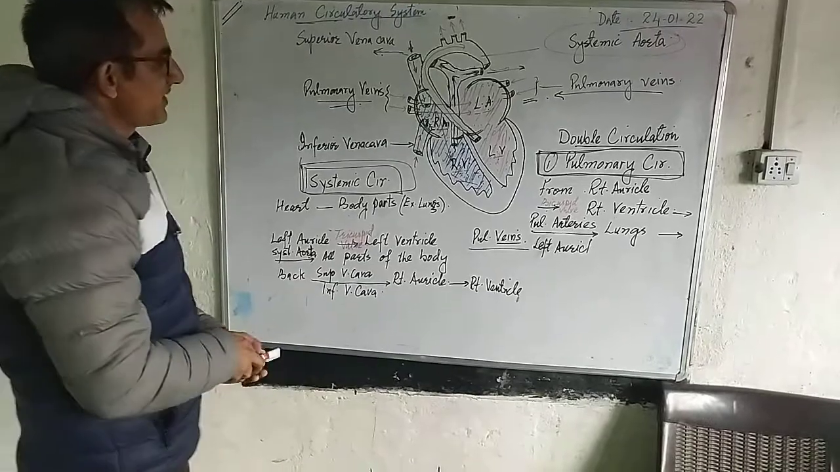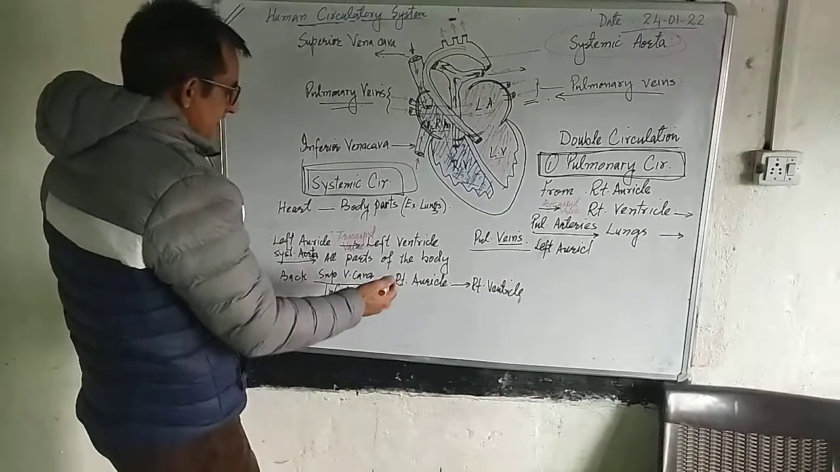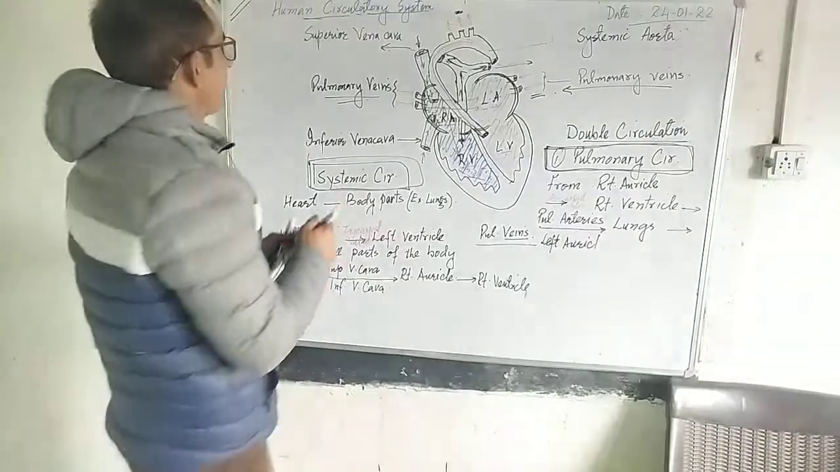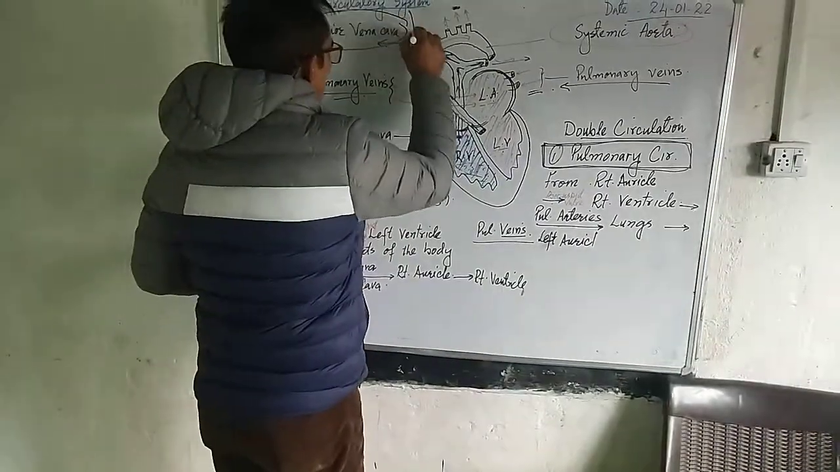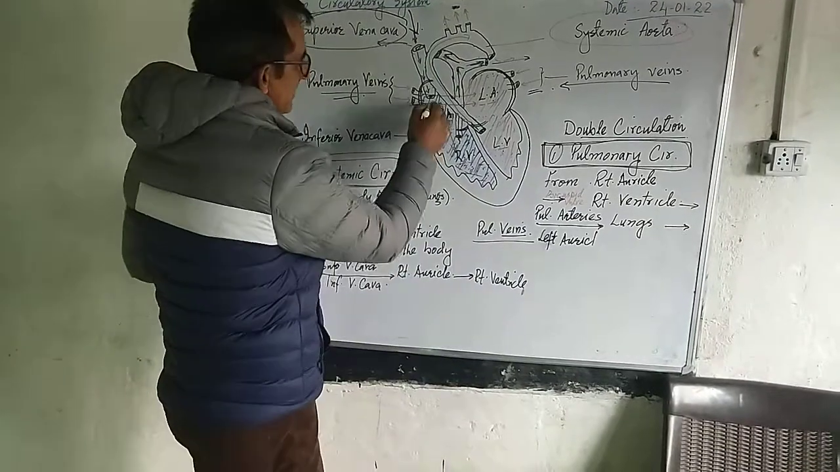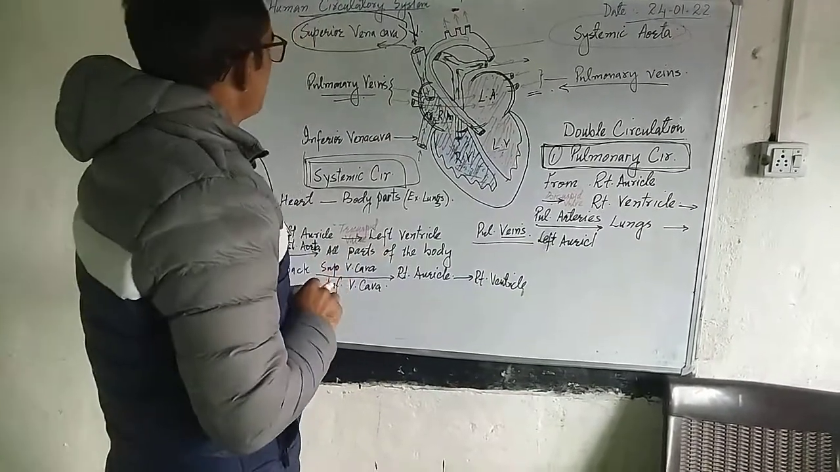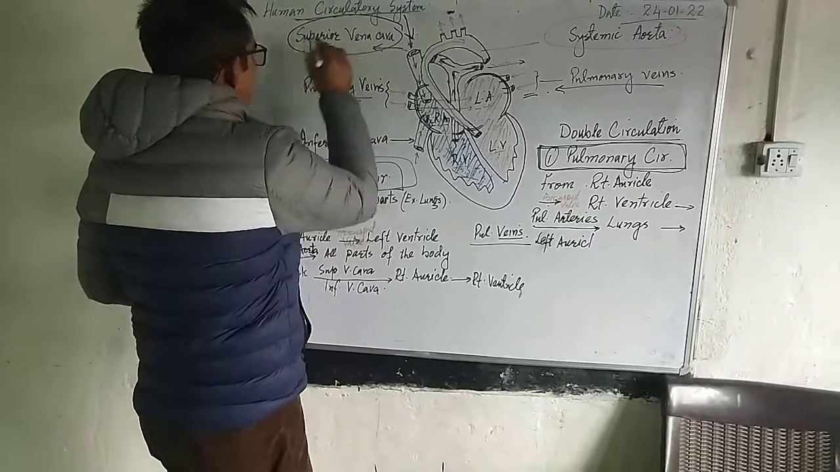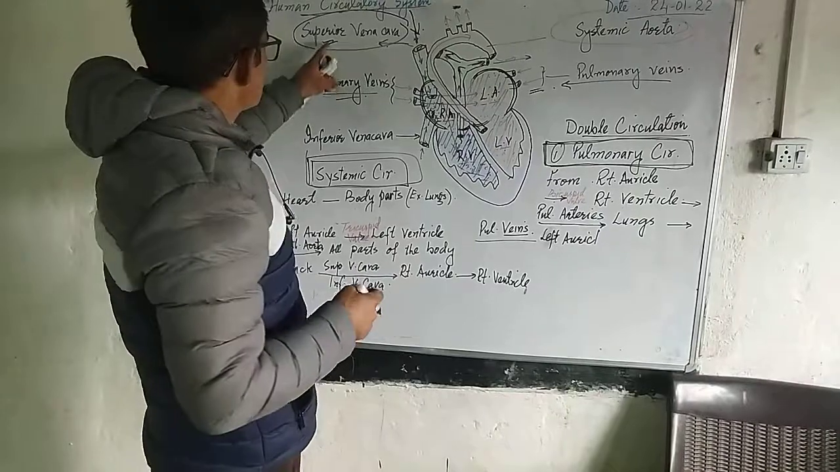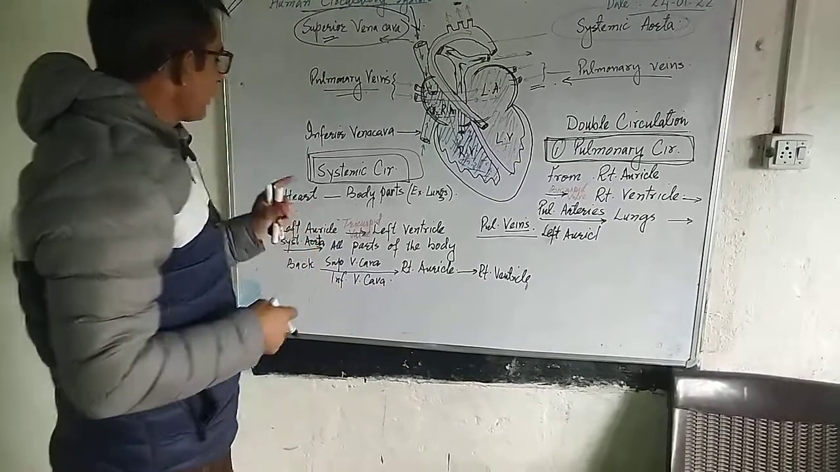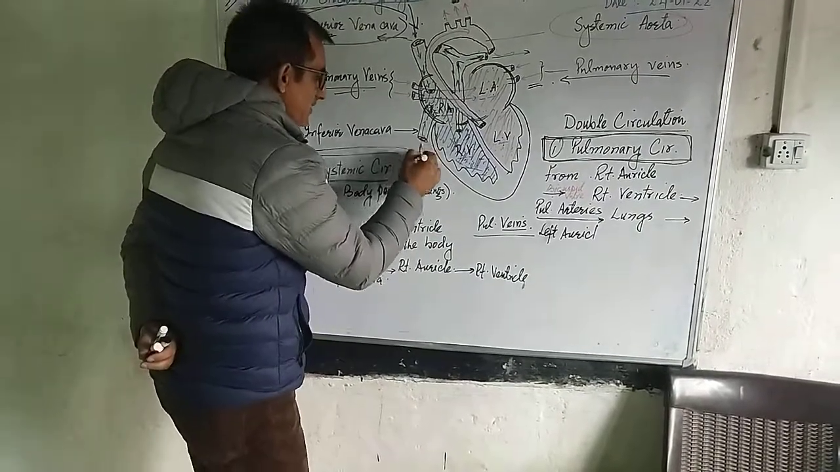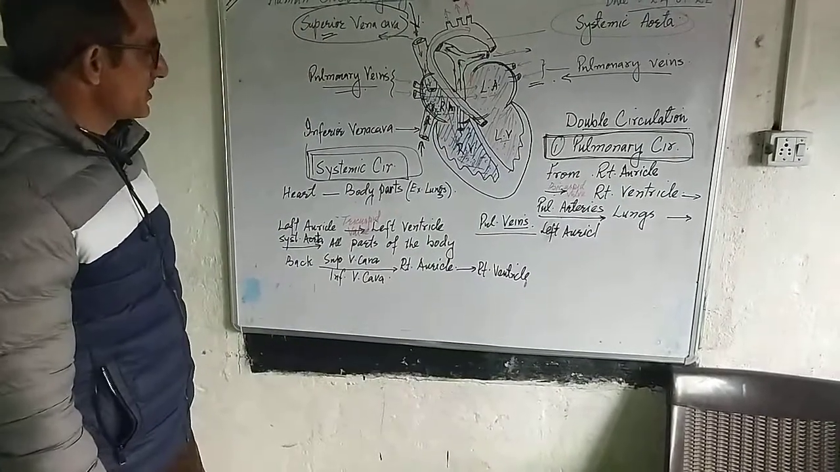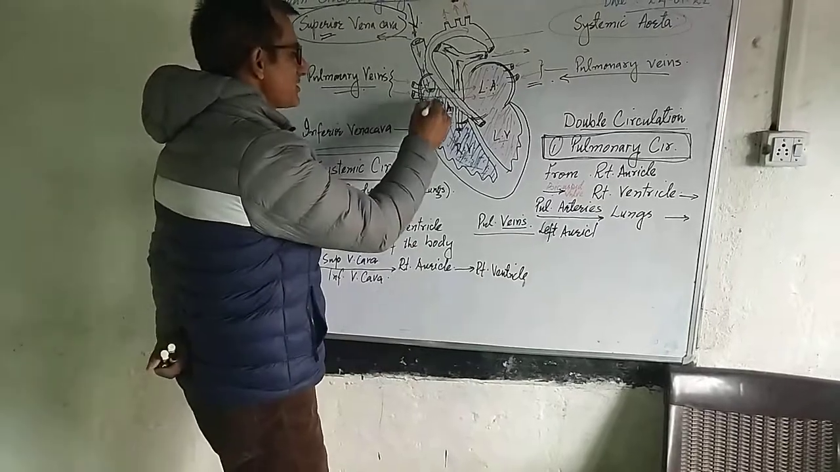Later on it's brought back by two large veins. Now the blood is deoxygenated. This is brought back with the help of two large veins which are called vena cava. The superior vena cava brings impure blood back to the right auricle from the upper parts of the body, so it's called the superior vena cava. Accordingly, the inferior vena cava brings back blood from the lower parts of the body, which is again deoxygenated. So this impure blood is received by the right auricle.